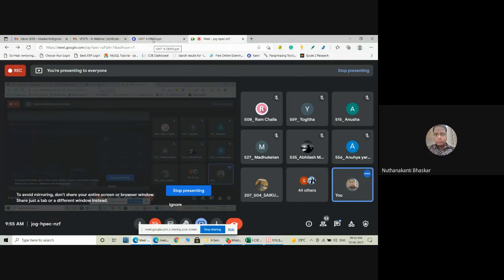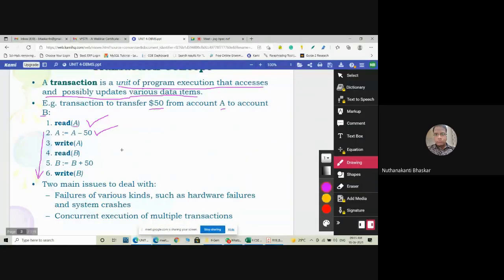Now after A equal to A minus 50, we need to update the A value, right? Here, at the time of reading, A has $100 and B has $200. Now I want to transfer $50 from A to B.